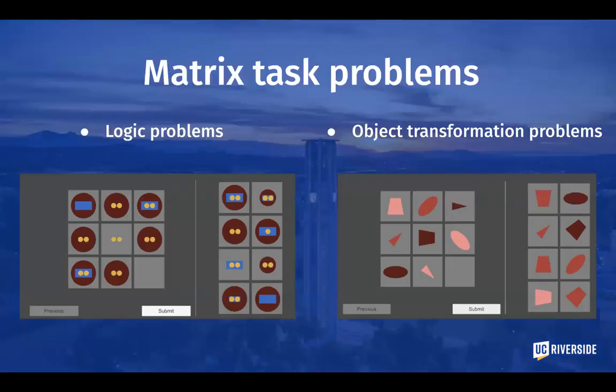So we're just going to look at two examples of the type of problems that you'll see on these matrix tests. They can pretty much be broken down into logic problems and object transformation problems. So on the left, we have a logic problem, and specifically, it's called an OR type logic problem. So basically the way we can solve this is by looking at the third square in each row and each column. So if we're just looking at this top row, I'm not sure if you're able to see my mouse, but I'll just try to describe what I'm saying.